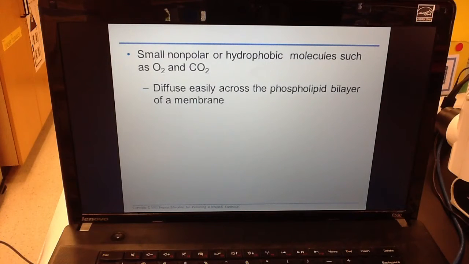There are some molecules that are able to diffuse or do passive transport directly through the phospholipid bilayers. Most others have to go through a protein. Oxygen and carbon dioxide are two of the best at going through the phospholipid bilayer. Other small, nonpolar, or hydrophobic molecules can easily do that. A lot of times we're talking about lipids. Very, very small lipids are able to easily diffuse through the phospholipid bilayer because like dissolves like. And lipids are what make up the bilayer, so lipids are able to get through the bilayer.